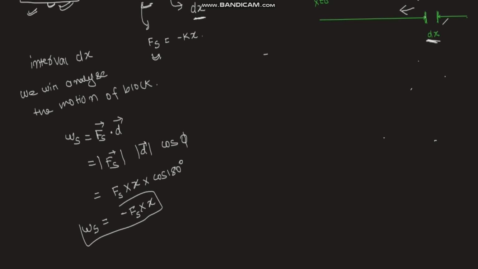Where Fs is nothing but the magnitude of Fs, x is nothing but the magnitude of the displacement, and cos 180 is minus 1. Okay, from where will we get the value of Fs, the spring force? From Hooke's law. Hooke's law says Fs is equal to minus kx, but here Fs is nothing but the magnitude of Fs. So we will take the magnitude of minus kx, and that comes out to be k into x.